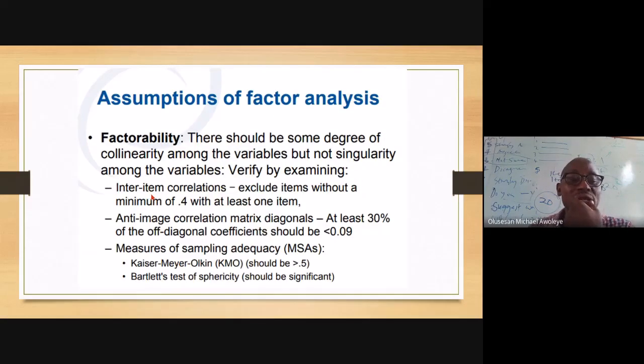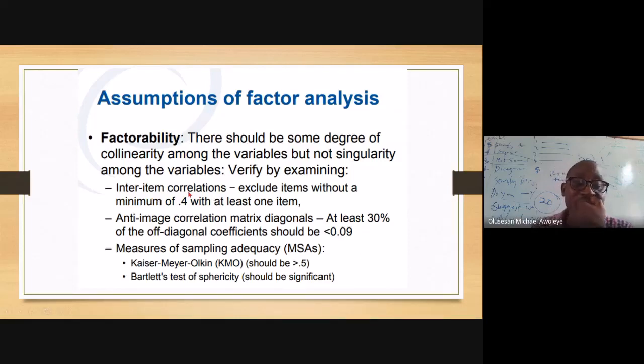Then the factorability. There should be some degree of collinearity, like I said. There must be some degree of collinearity that is expected. So there are some thresholds here. Inter-item correlations: exclude items without a minimum of 0.4 with at least one item. If it is not 0.4, exclude.